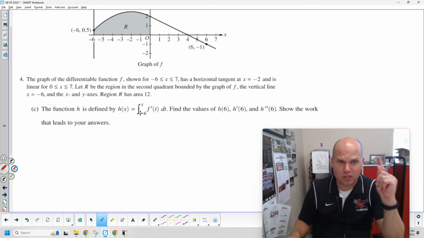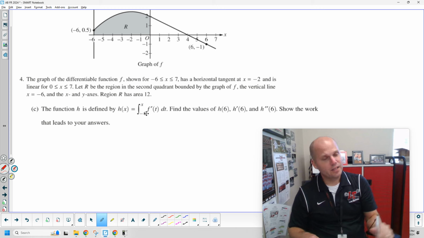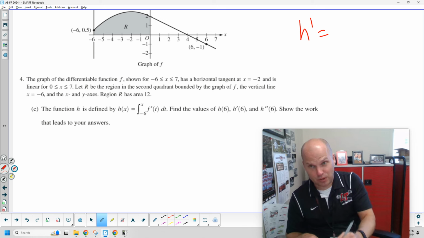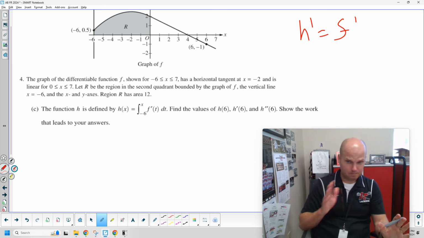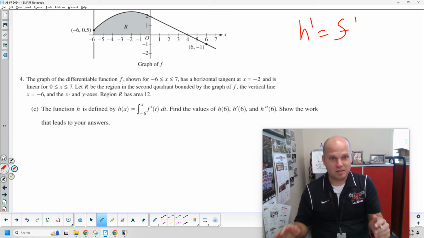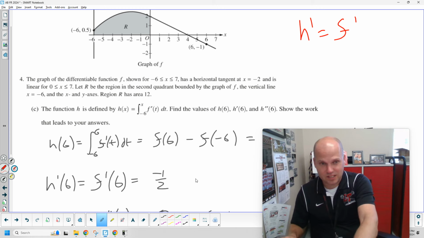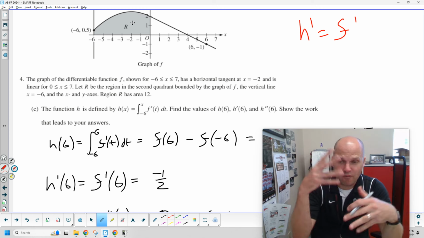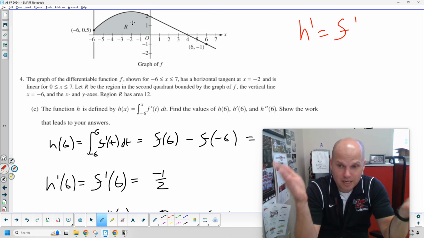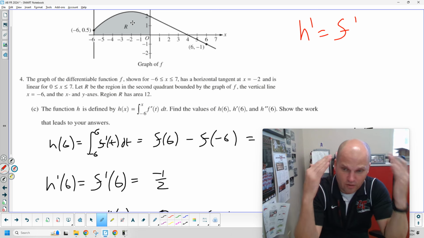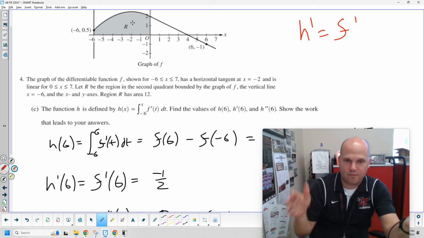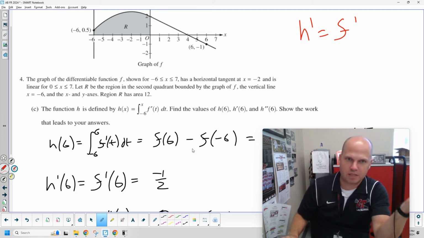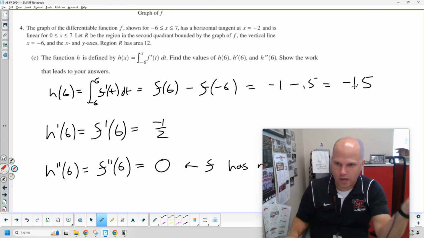H is equal to the accumulation of f prime. You needed to immediately make the connection that h prime equals f prime, which means h of 6 is the accumulation of f prime. I don't have f prime to accumulate here, but I do have the understanding that the accumulation of f prime is the displacement of f. I should have taken the antiderivative and used f of 6 minus f of -6, and I got -1.5.